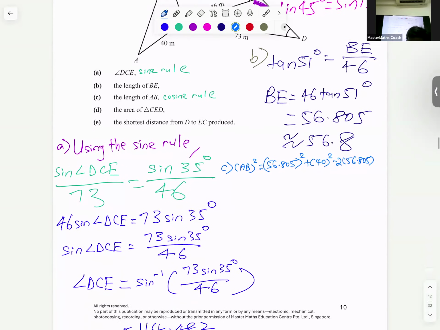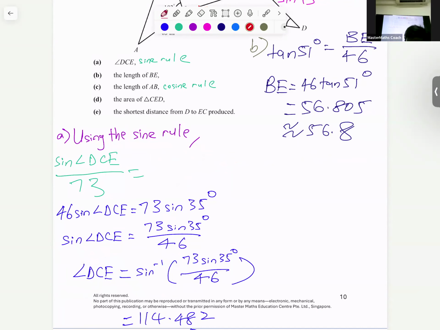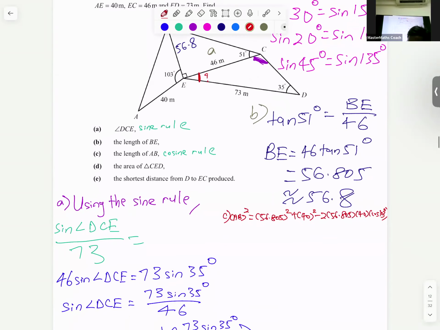Okay, I don't know whether there is enough space. I think I better write again, because I want it to be clear. AB square equals 56.805 square plus 40 square minus 2 times 56.805 times 40 cosine 103 degrees. Okay, I know it's a bit small.